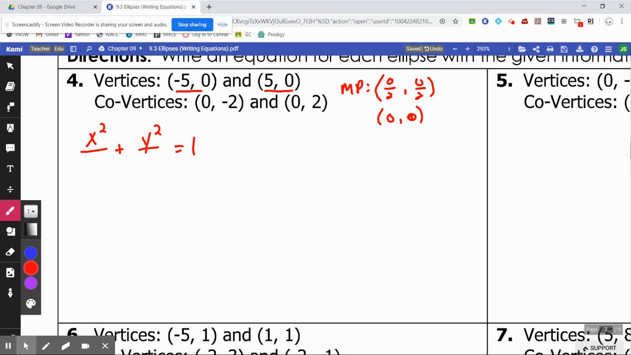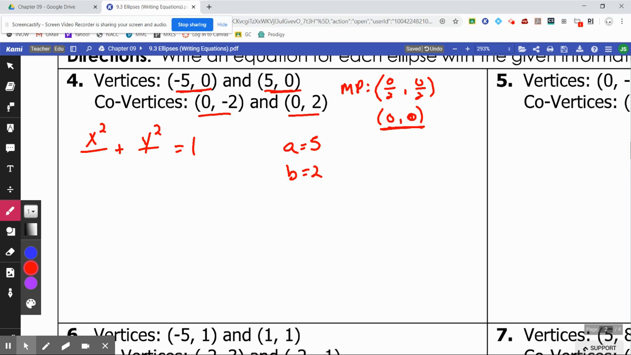Next up, we need our a value and our b value. The a value is going to be the distance from the center to a vertex. So from here to here, or from here to here, the distance is going to be 5. So my a value here is 5. My b value is the distance from here to a co-vertex. So my b value is going to be 2.